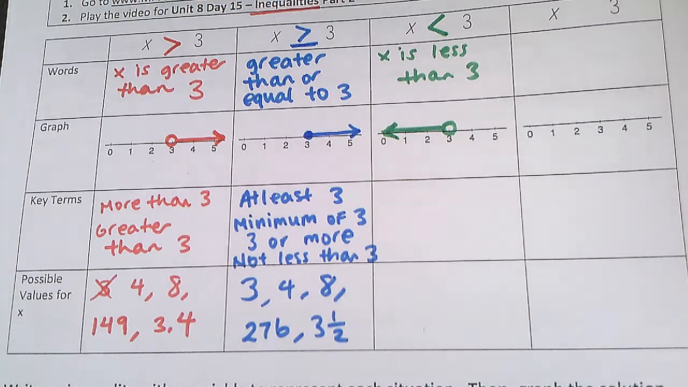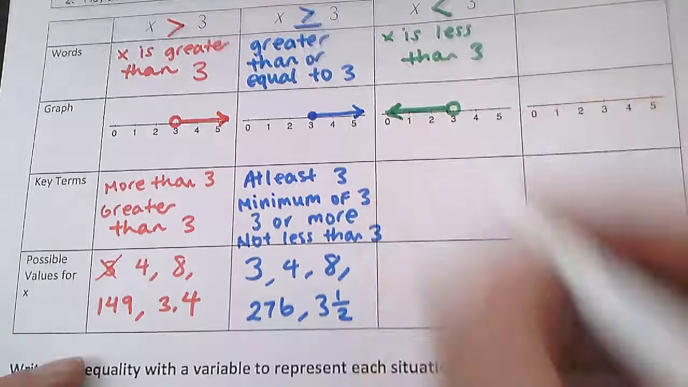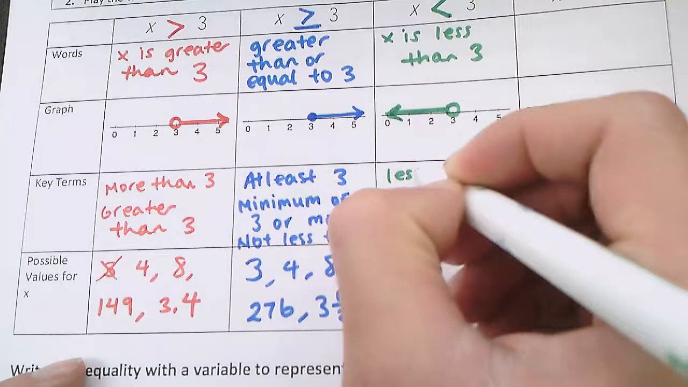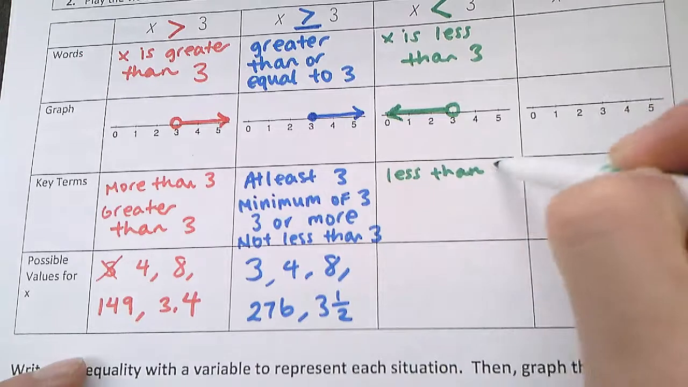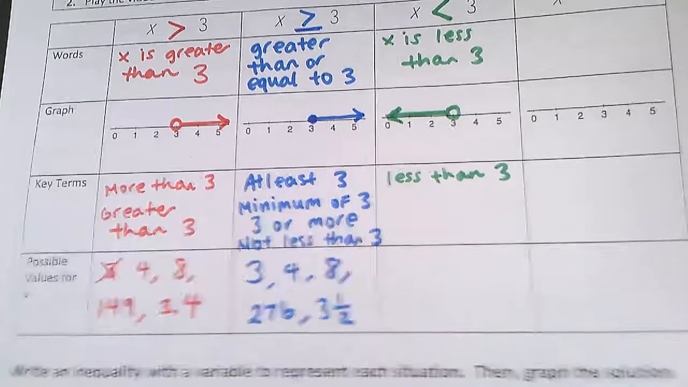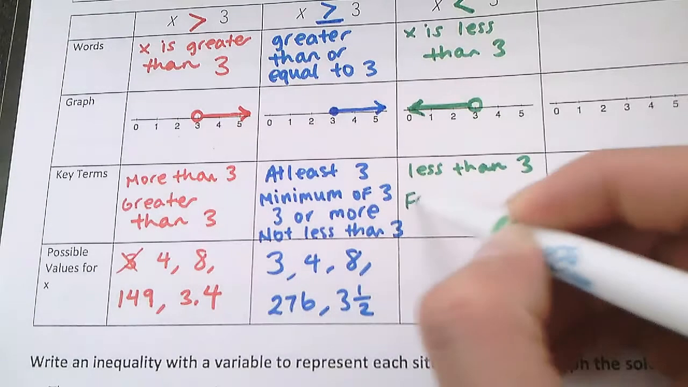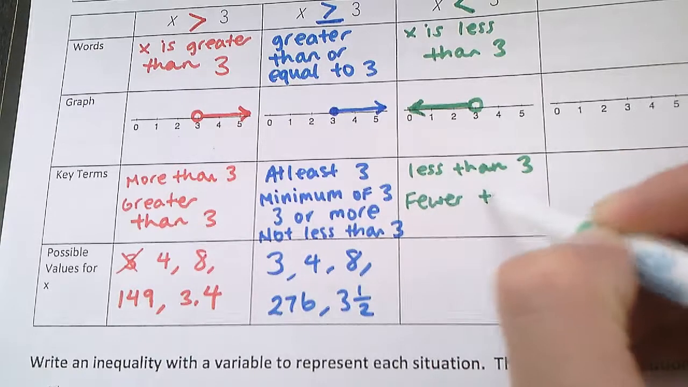And key terms that we want to look out for: less than 3, or fewer than 3. Could be like that too.